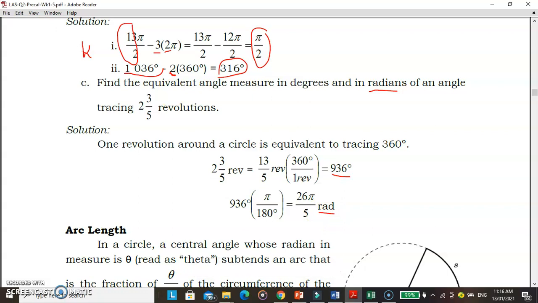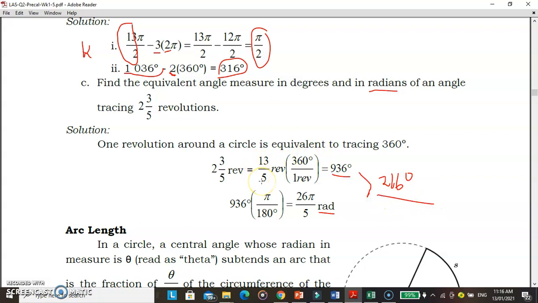If you want to find its coterminal angle, okay, 936 is about two rotations and more, right? Because two rotations is 720. So we will just subtract 936 minus 720, and the result is 216 degrees. So this is coterminal with 216 degrees.